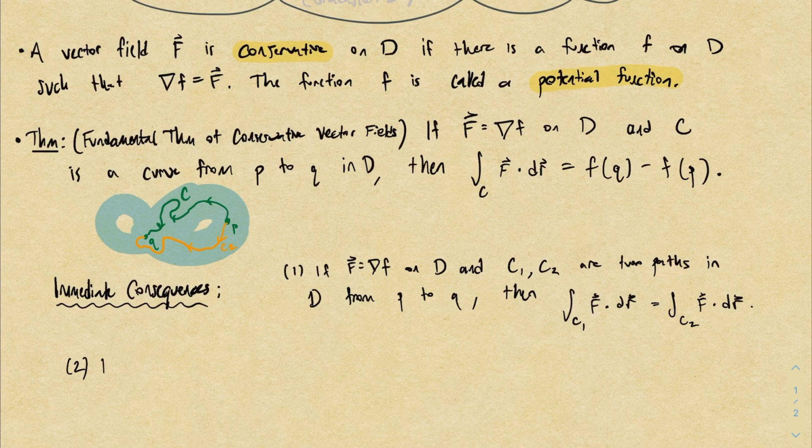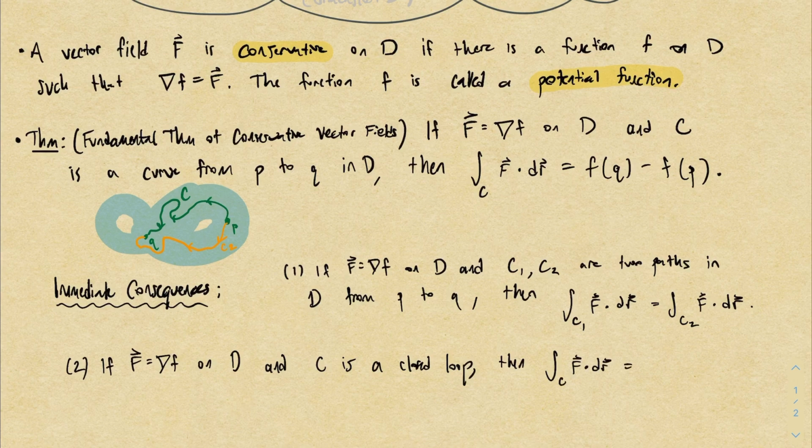Similarly, what if we have a conservative vector field and C is a closed loop, so like a circle or something like that? What does this theorem tell us about the line integral of the vector field along C? Well, in a closed loop, the starting and finishing points are the same. So by the theorem, the line integral would be f of P minus f of P, which is 0. So this tells us over any closed loop, a conservative vector field is going to be 0.